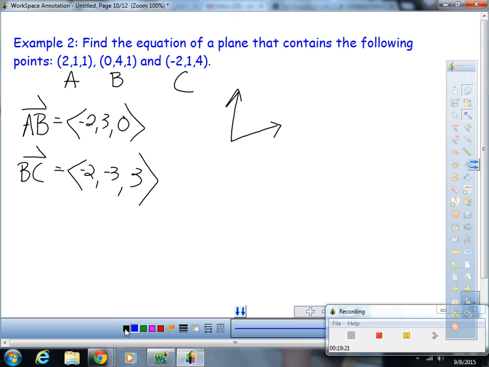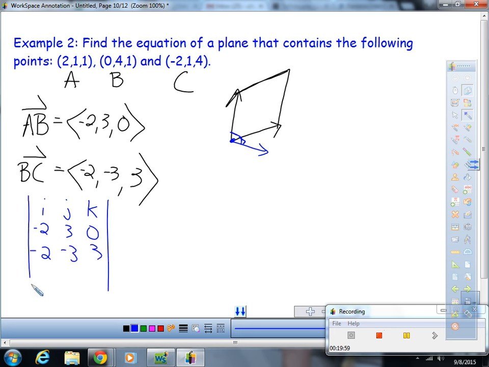All right, now if we took the cross product of these, that would give us our joystick. So if this was our plane, okay, what we want is a vector that's orthogonal to both, or orthogonal to the plane. So we need to do AB cross BC. You could do it the other way. It doesn't matter. Hopefully you guys understand that. So -2, 3, 0, -2, -3, 3.